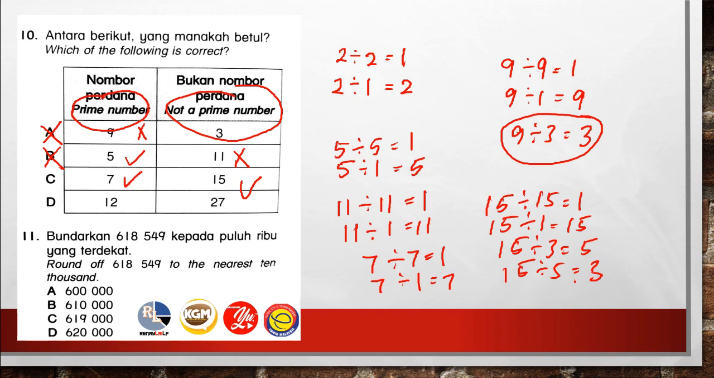Alright, so 15 is not a prime number. According to this question, this is correct. Alright, according to this question, the answer is C. But let's look at D.